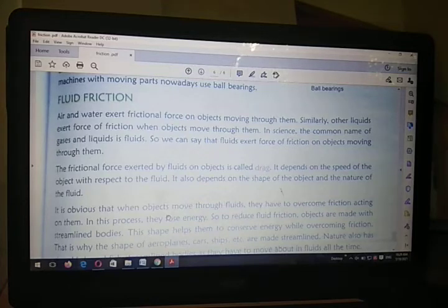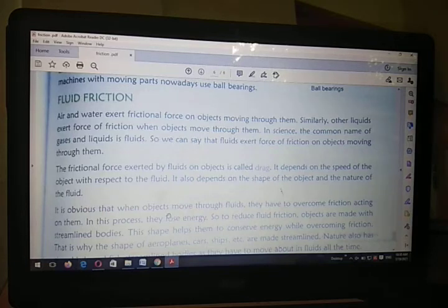So we can simply say that the frictional force exerted by gases and liquids on objects is known as drag. It depends on the speed of the object with respect to the fluid. If the speed of the object is more, the frictional force is also more. If the speed of the object is less, the frictional force is also less. It also depends on the shape of the object. So it is very important to know that in gases or liquids, fluid friction always depends on the shape of the object and the nature of the fluid.